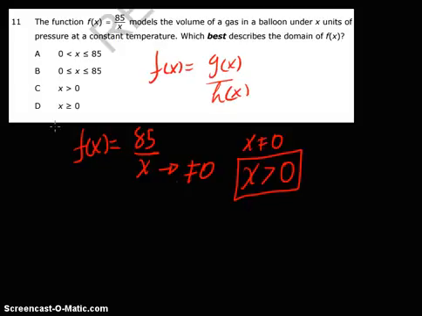So the correct answer would be C. And this completes the problem.